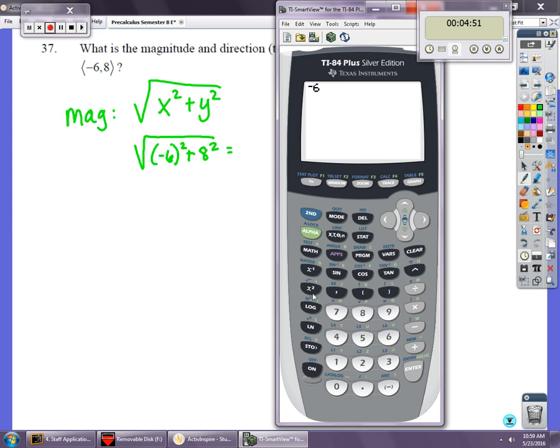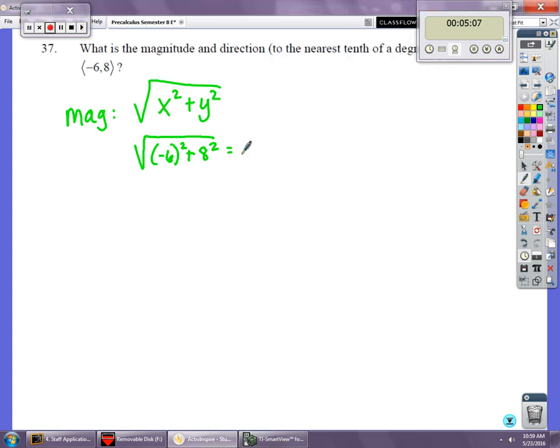If I say negative 6 squared, it tells me the wrong thing. So just be very careful. When you plug this in, make sure that the negative 6 is in parentheses, plus the 8 squared. So that's 100, and the square root of 100 is 10. So my magnitude is 10.